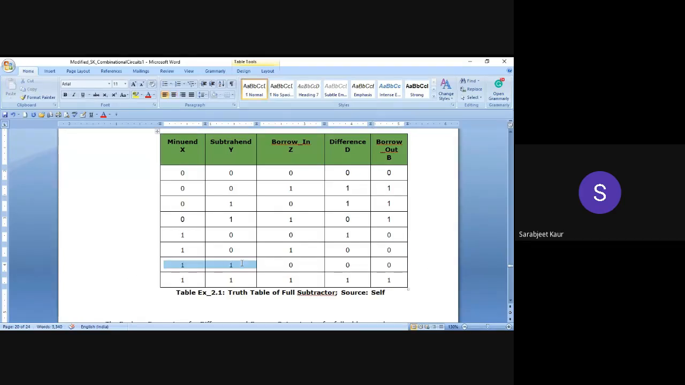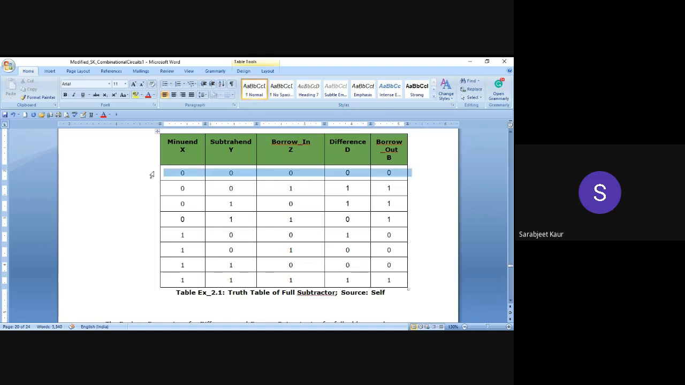Next is 1 minus 1 is equal to 0, 0 minus 0 is equal to 0, and we did not have to borrow anything, right? Good. Next is 1 minus 1 is equal to 0. This 0 minus 1, I have to take a borrow again. So it will turn into 2 minus 1, which is 1. Any problem? No, ma'am.